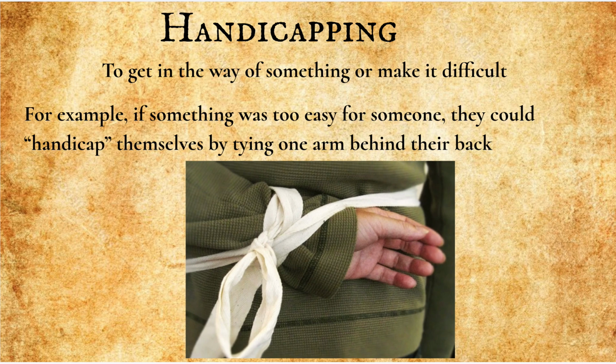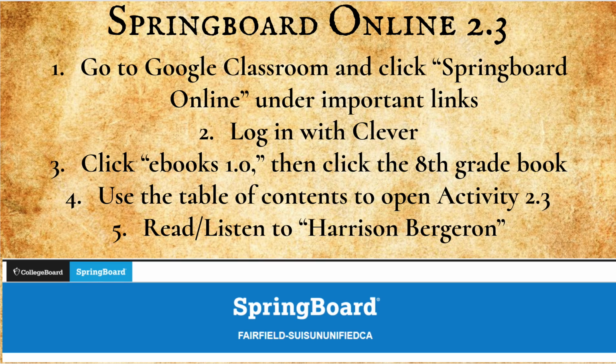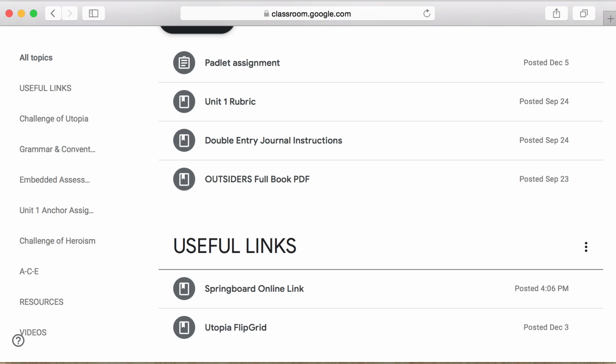So, now that we've gone over some pre-reading stuff, we need to open up Springboard Online and show you how to access what we are reading today. You've got the five steps on the screen here that you need to follow, and we're going to show you exactly what they look like in the video in just a moment. The first thing you need to do is go to Google Classroom in another tab and click Springboard Online under the important links or useful links. Once you do that, log in with Clever. So, we'll show you what that looks like right now.